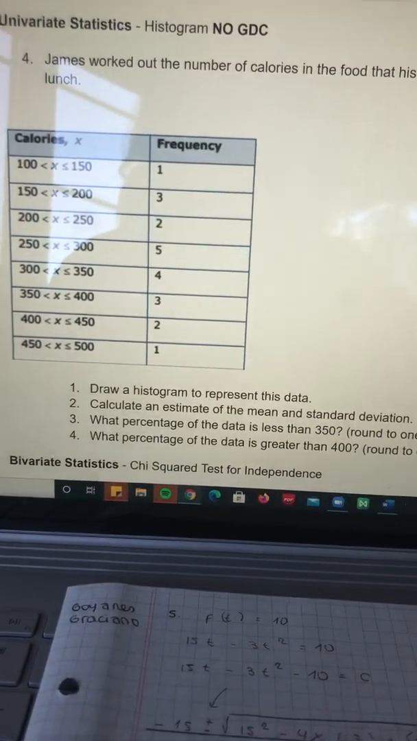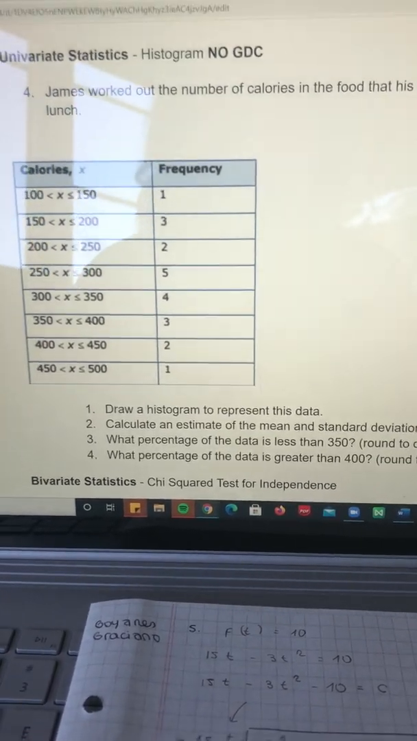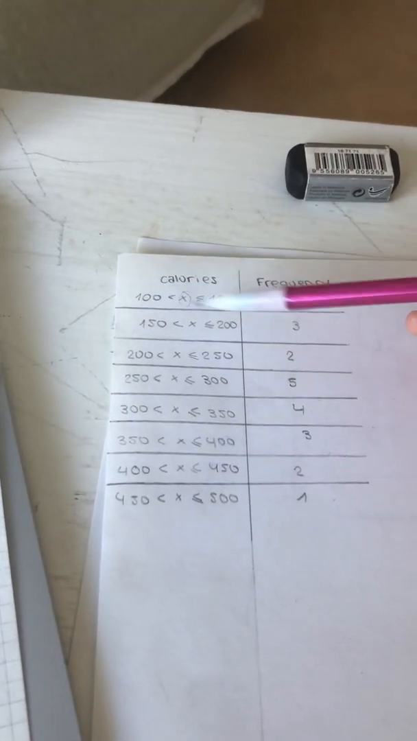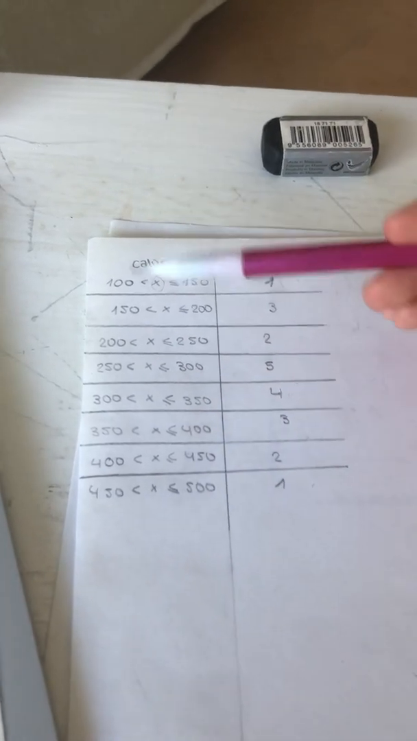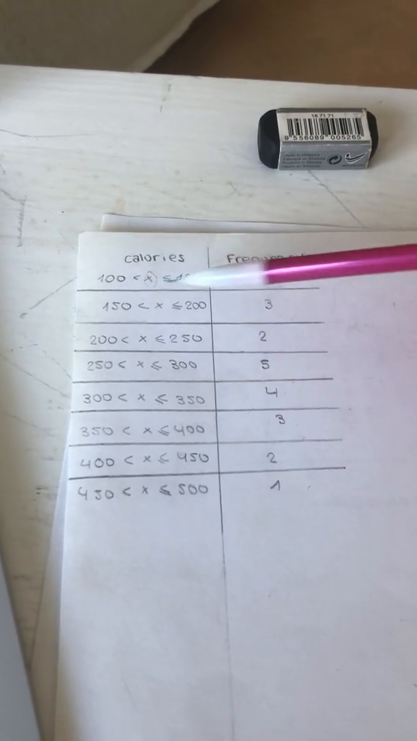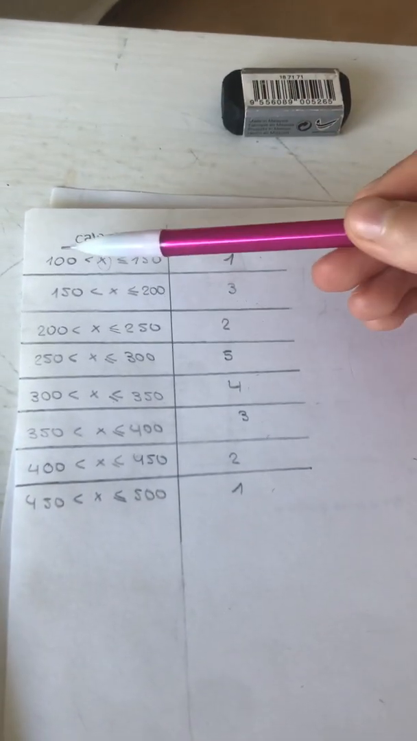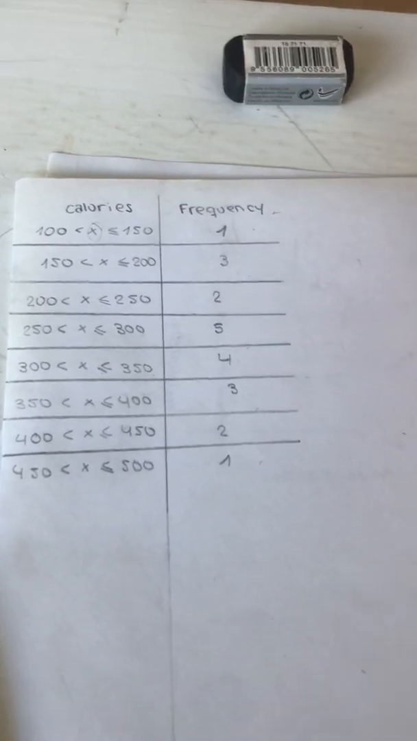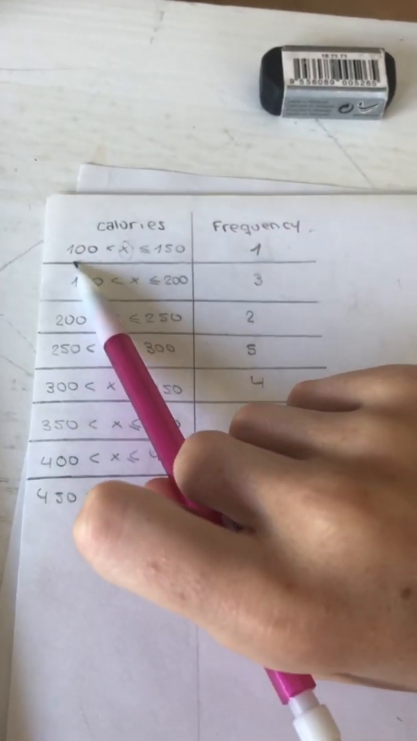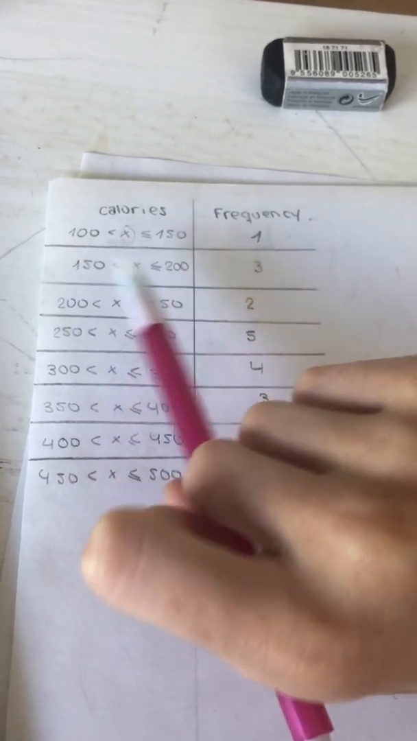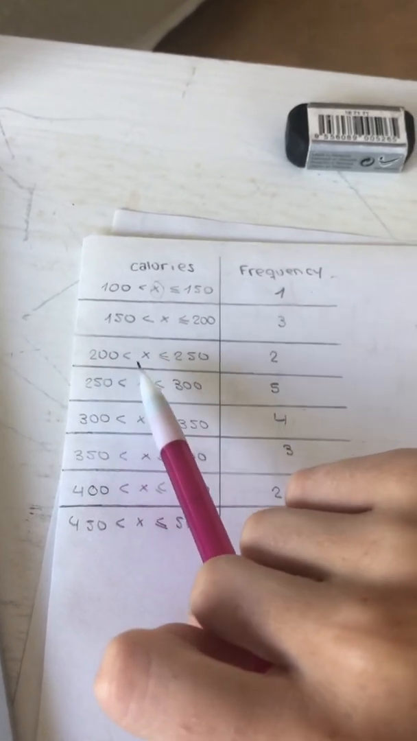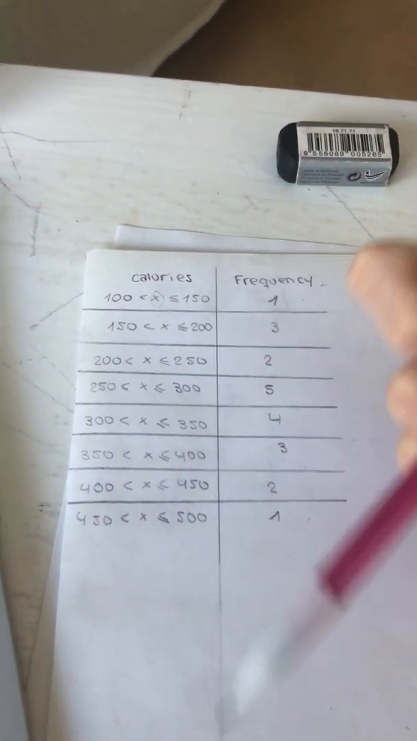Then exercise 2 says to calculate an estimate of the mean and standard deviation. So for the mean, first we had to calculate the x, because here it gives us two numbers, so we have to find the number in the middle, an average of these two numbers. So to do this, we did 100 plus 150 divided by 2, that is the average, or you could just solve it mentally. The number between 100 and 150 is 125, between 150 and 200 is 175, between 200 and 250, 225, and so on.